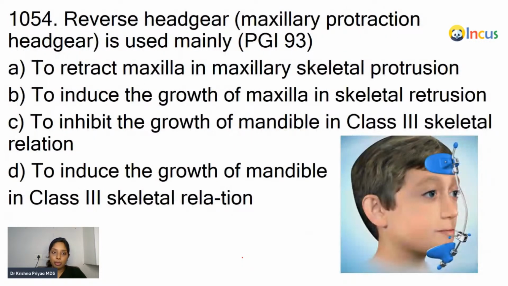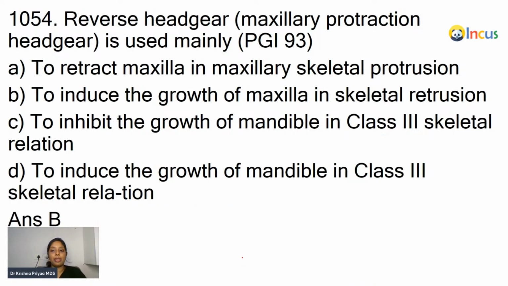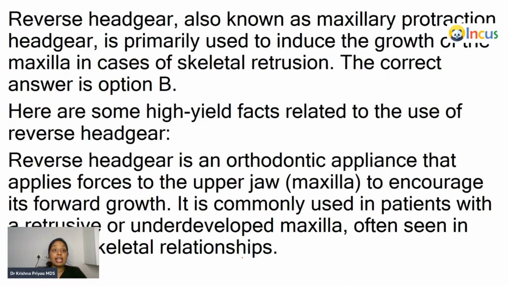Reverse headgear or maxillary protraction is used mainly. Why? It's used mainly in the class 3 condition, whenever we want the maxilla to come forward, right? So that is why reverse headgear is used. So what is the answer associated here? Retract the maxilla. No, we don't want to retract it. To induce the growth of maxilla in skeletal retrusion. To inhibit the growth of mandible. No, it is not associated with mandible. To induce the growth of mandible, no. So the answer would be B. Only growth of maxilla and the skeletal retrusion.